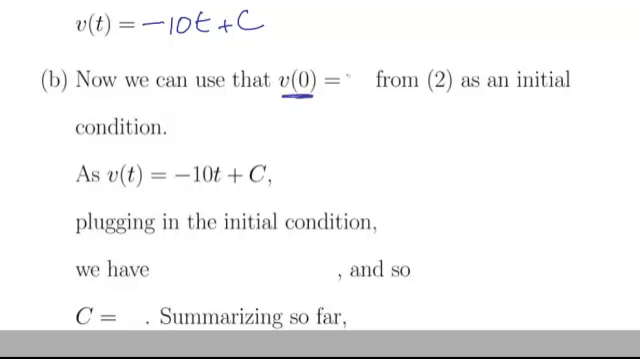Alright, now moving on, we can use our next initial condition to determine what c is. v of 0, what was that equal to again? We'll go back and check. See that that wasn't 0, that was 30. Alright, and now we can plug these things in.